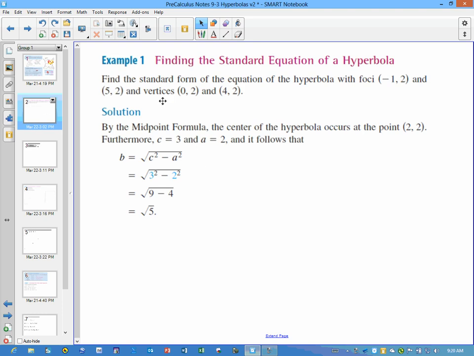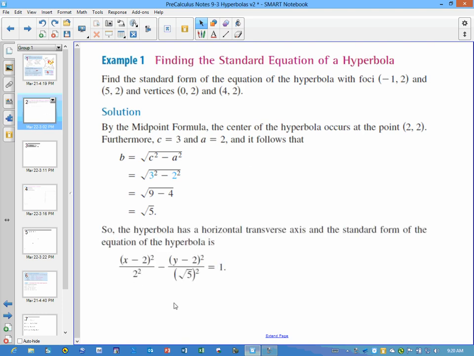Likewise for the vertices, where the distance from center to vertex is A, the distance from vertex to vertex, 0 to 4, is going to be 4 units, and half of that is 2, so A, the distance from the center to the vertex, is going to be 2 units. Once I know A and I know C, we can do the Pythagorean theorem. Just make sure you use C in the role of hypotenuse, and then if you calculate correctly, you should get square root of 5. So now we know A, B, C, H, and K, and we can answer any of the questions they want us to. And they want us to find the standard form of the equation.